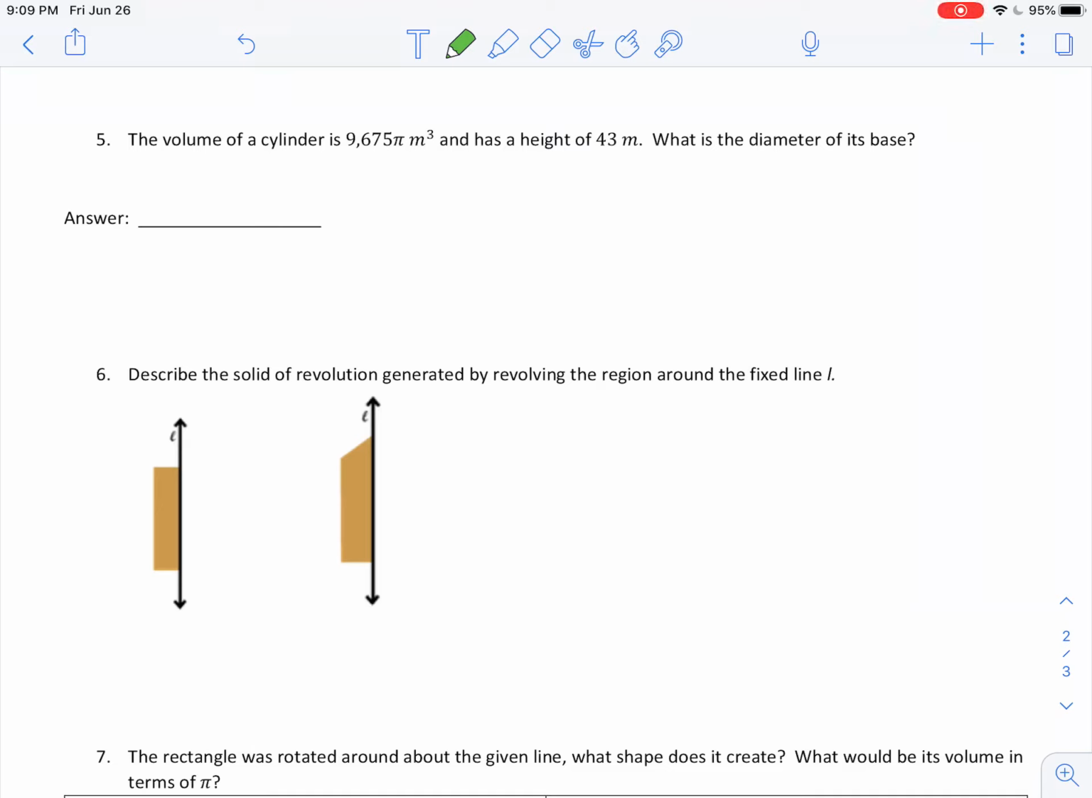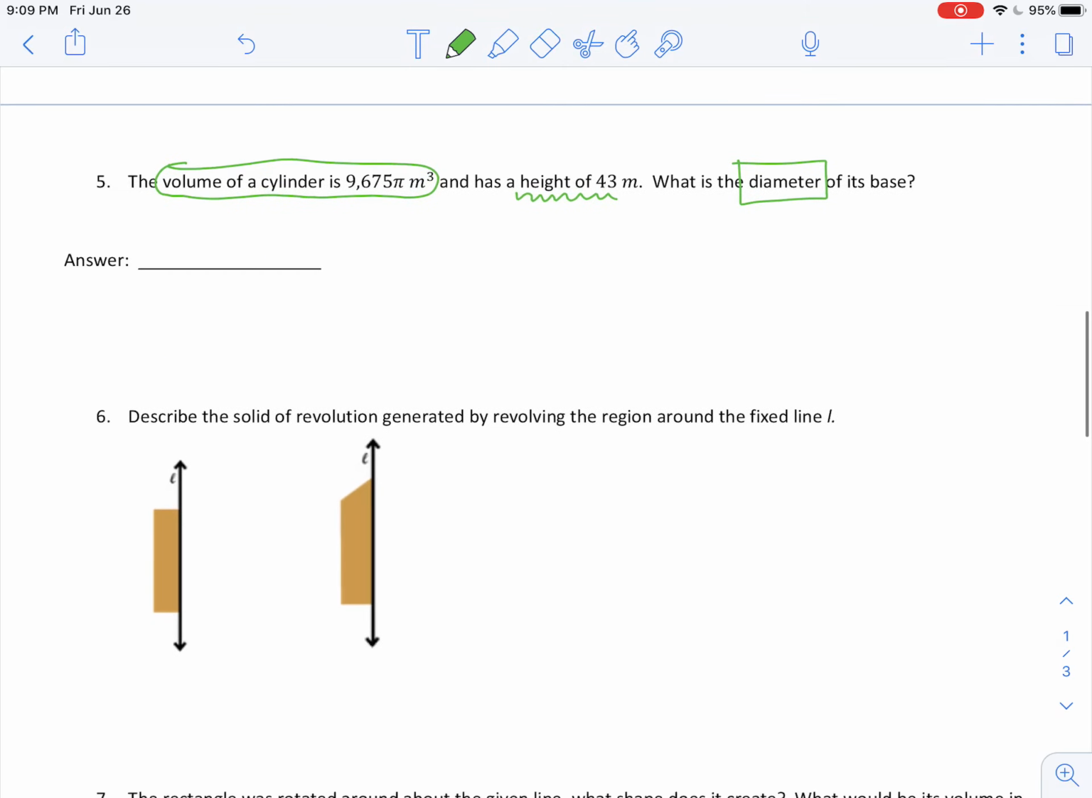Example 5 is kind of weird. There's no picture given to it, just a bunch of words. Specifically, they give me the volume of a cylinder, this weird looking number. And then it says the height is 43. And then it wants to know what is the diameter of its base. So it's just a backwards problem, but it is still talking about cylinders.